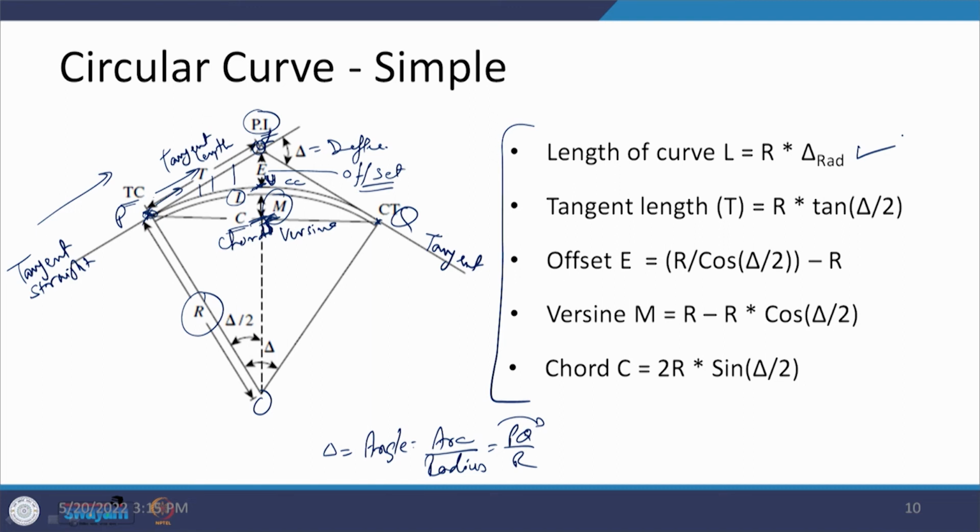Then tangent length. For tangent length, let us look at a triangle OPZ, and in this triangle OPZ, this angle is 90 degrees.